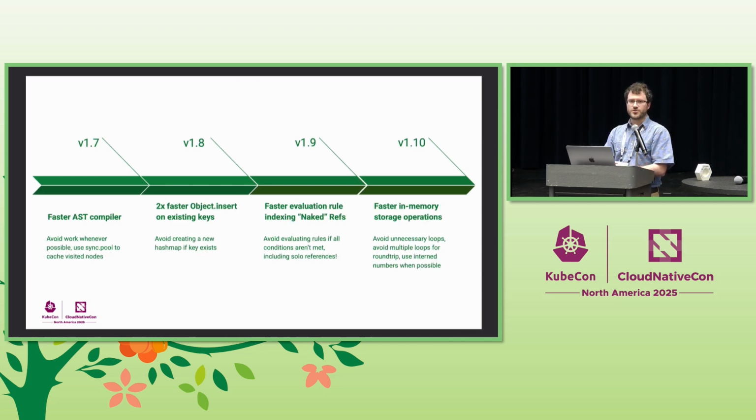We've continued this trend in the later part of the year with more improvements to the AST compiler, improving the storage layer, and improving OPA's rule indexer. The rule indexer allows OPA to decide early if it needs to bail out of evaluating a policy. OPA can sometimes tell when a rule will not succeed based on the input. And this recently got extended to handle a couple new classes of rules that it was not able to index before.